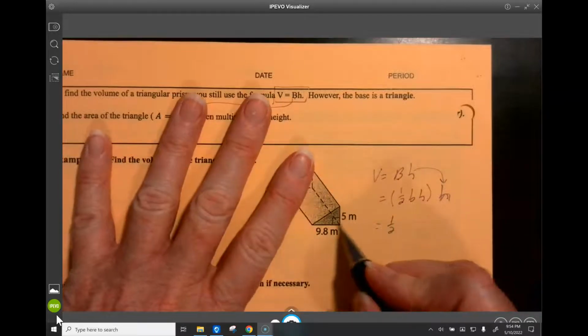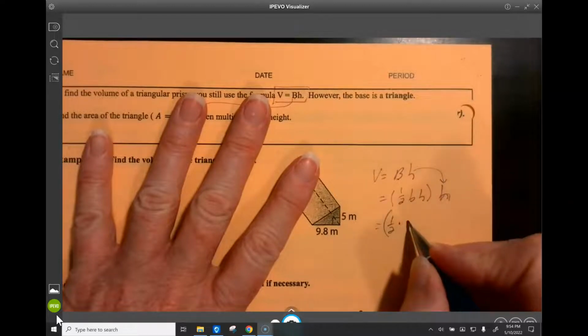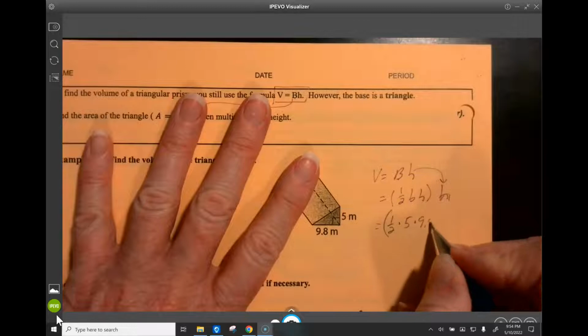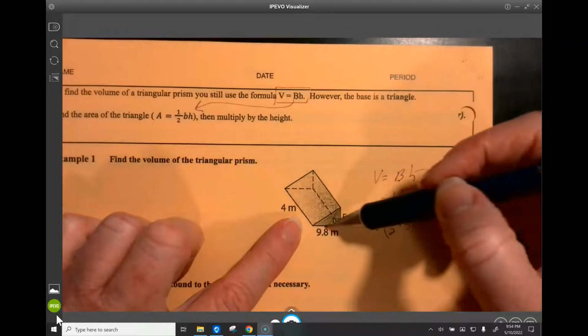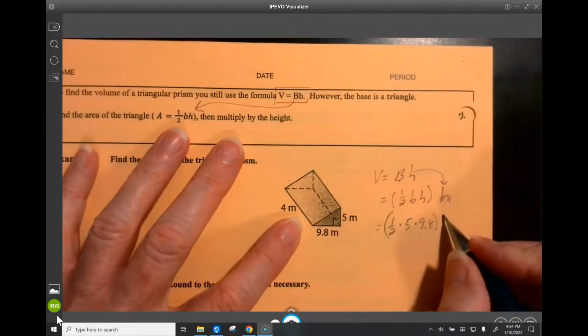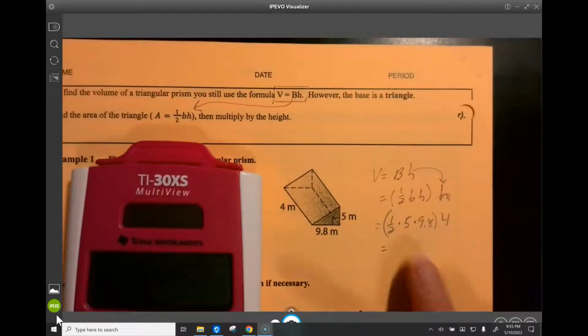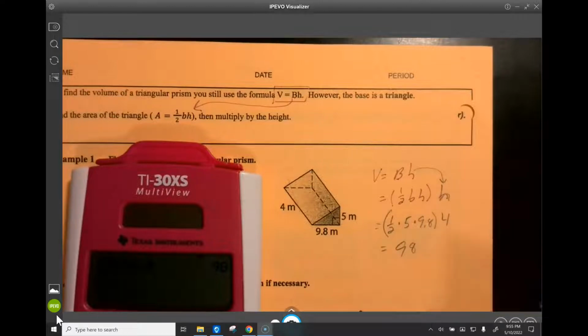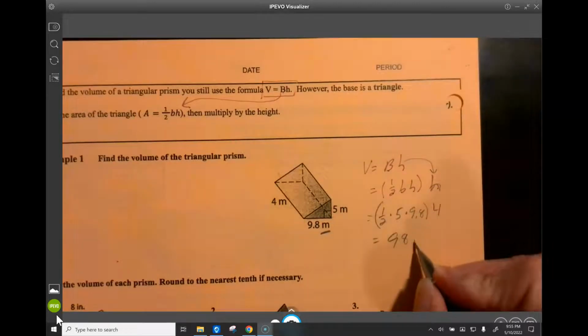Now this is a perpendicular right here, so 1 is the height, 1 is the base, and it honestly doesn't matter. You're going to take it times 5 times 9.8, and then times the height. Now remember, these are my bases, so this has to be my height. So that's my height. So now I'm just going to multiply that. I got 98, and I'm just going to double check that. Yep, 98, and it's volume, so it's meters cubed.